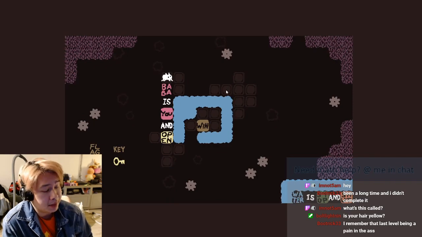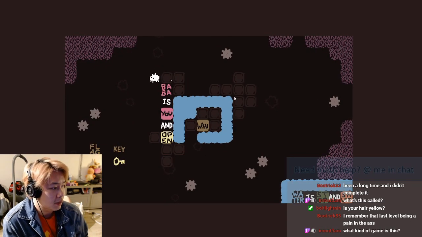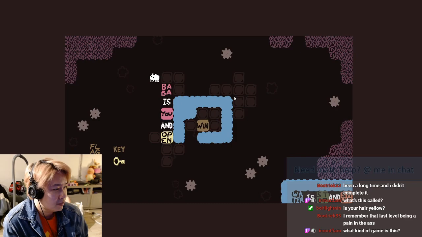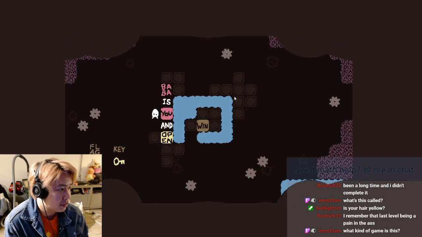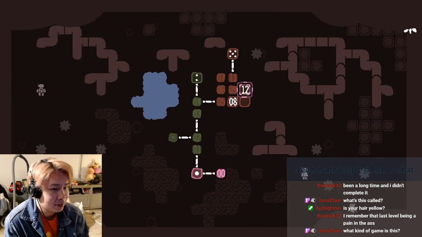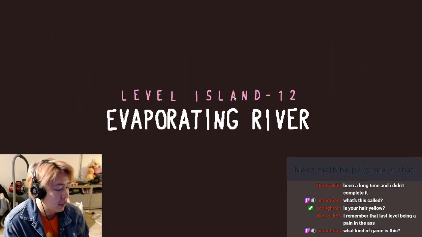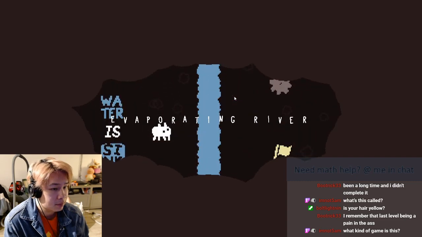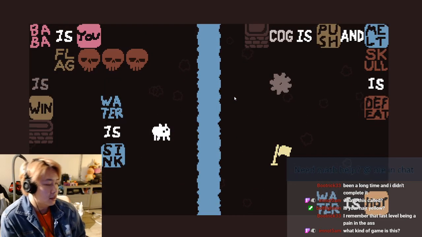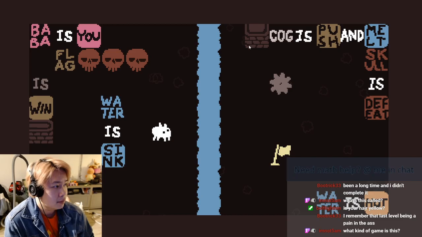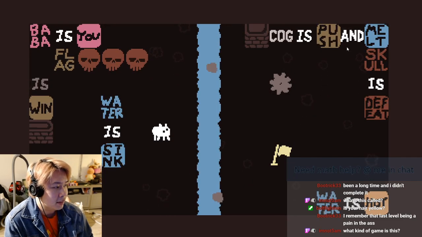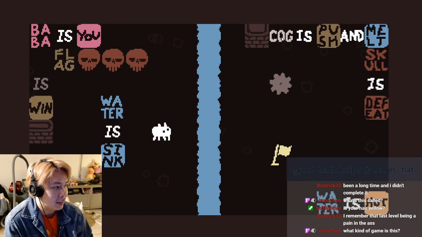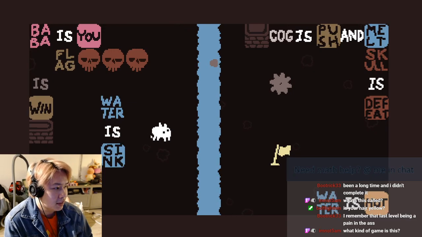So here's my thought process for this one, right? We need to push the win. It's a puzzle game. Here, I can probably better demonstrate puzzles with maybe a fresh one. Evaporating river. Okay, so there are nouns, which are the words that don't have a background and are not white. So cog is a noun. This is a cog. There's Baba, which is this creature, right?